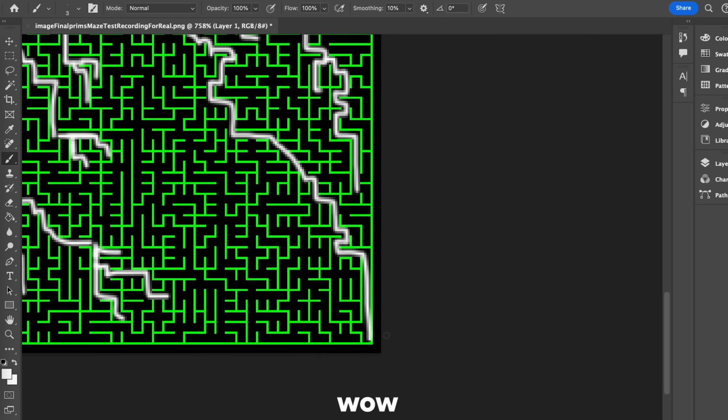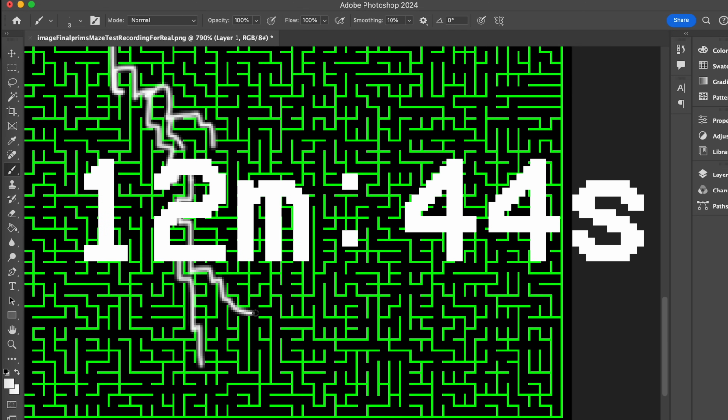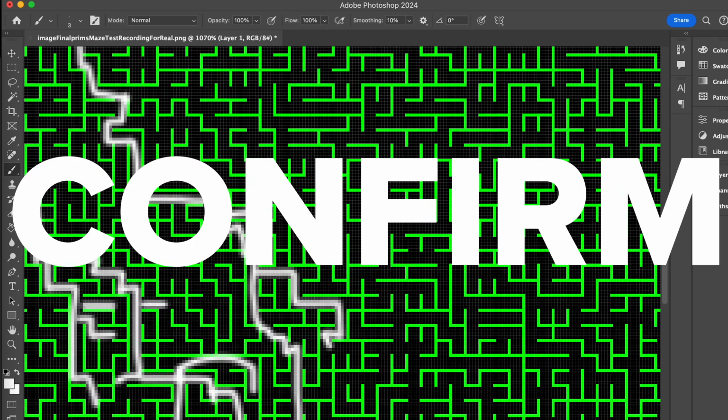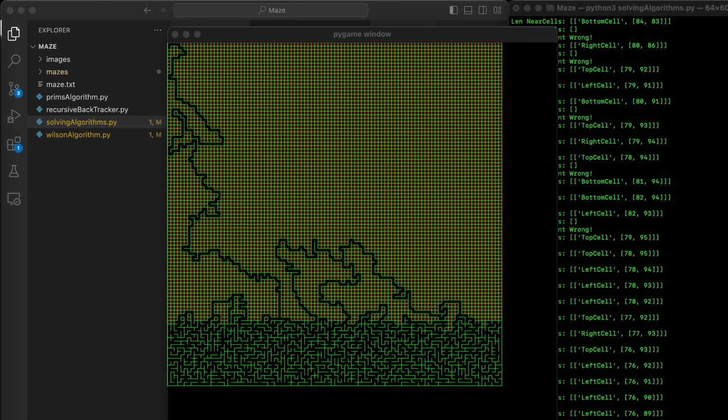Let's go. Wow, that took way too long. It took 12 minutes and 44 seconds to be exact. So yeah, I can confirm that the maze is hard. But now it's time to use my computer and my maze-solving algorithms to solve this maze.